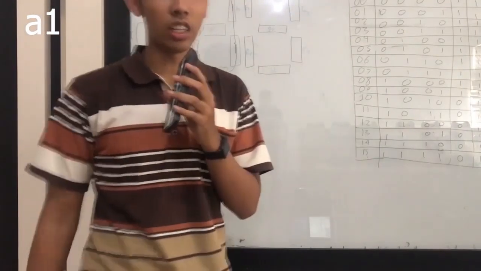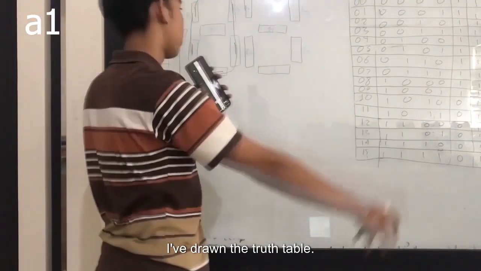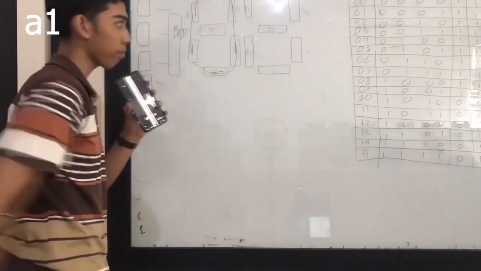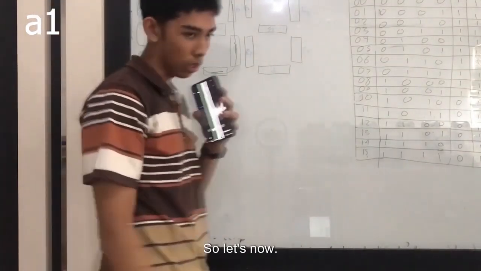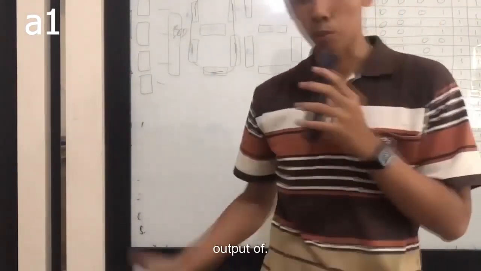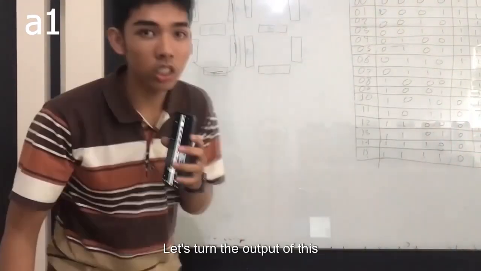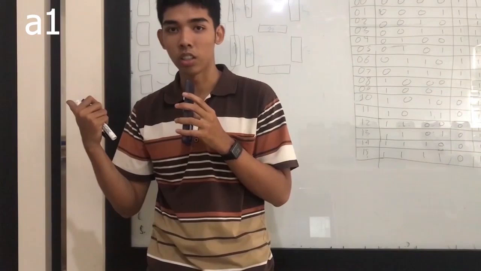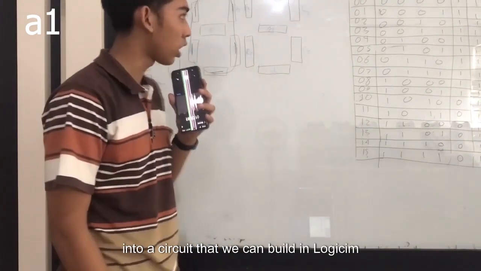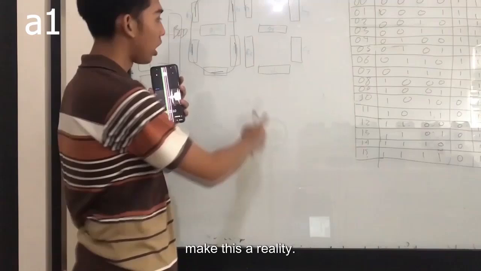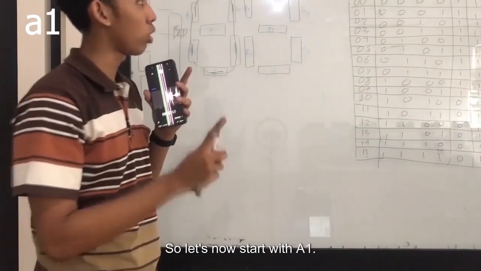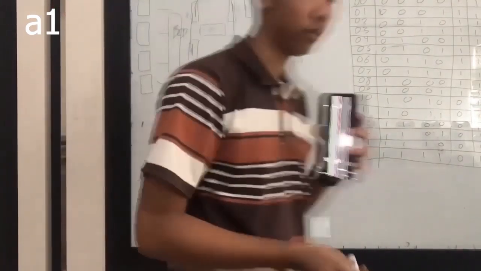Okay, I've drawn the truth table, I've drawn the 7-segment display, and I'll redraw the BCD. So let's now turn the output of this truth table into a circuit that we can build in Logisim and make this a reality. So let's now start with A1.